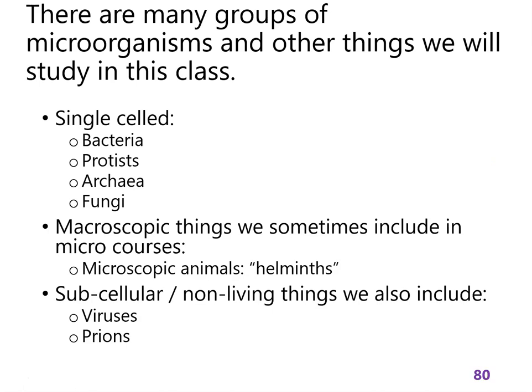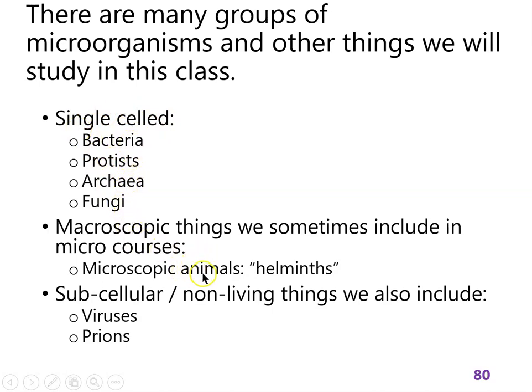Okay, so these are all the groups that we'll look at in this class, all the different big taxonomic groups. Bacteria is going to be a big group. Protists and fungi are within the domain Eukarya, and those are groups we'll look at. Archaea are their own domain. We will look at those, and these are all single-celled organisms.